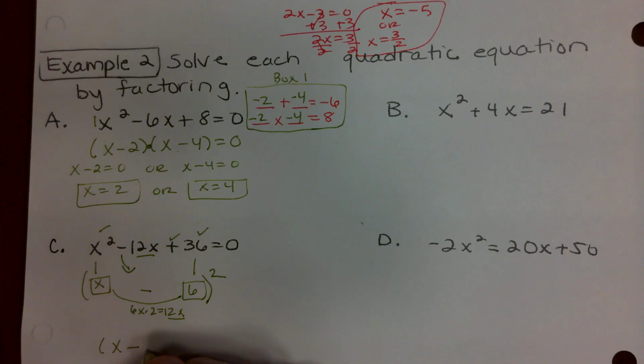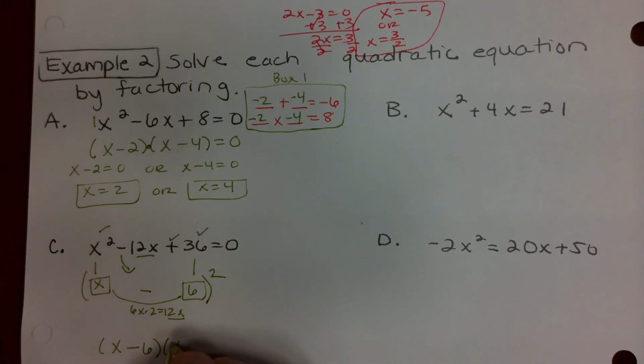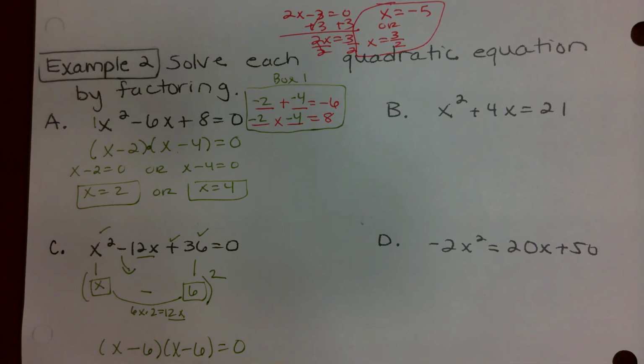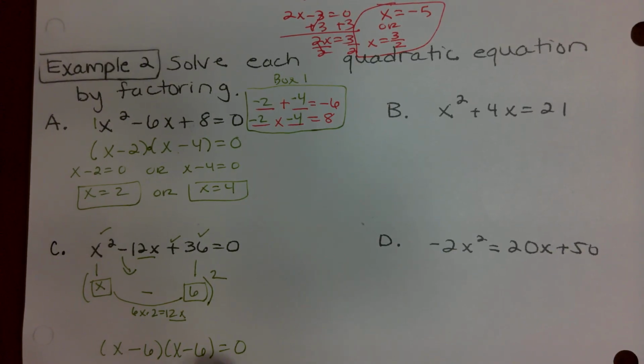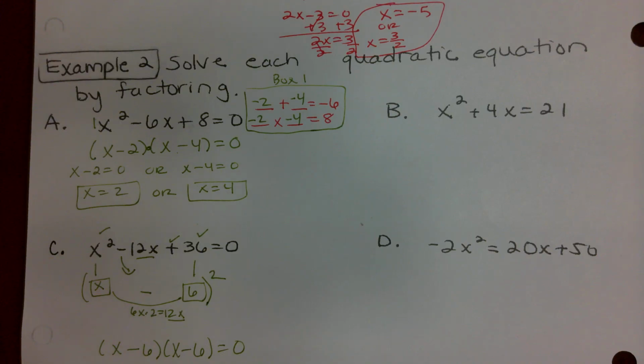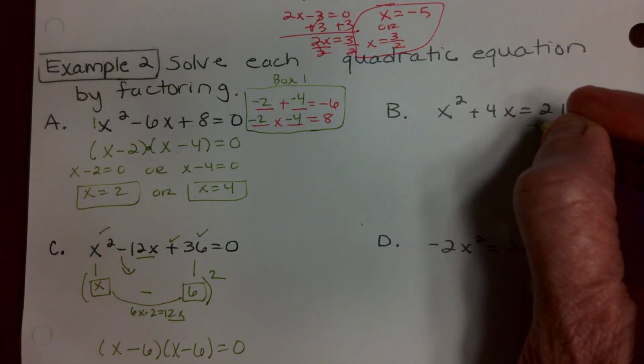Yay! So x minus 6 times x minus 6 equals 0. So we're only going to have one option on this one because it's the same. So x equals 6. You don't have to write x equals 6 or x equals 6. All right, up here we go now, though. We have to get that solved. So get that 21 over to the other side.